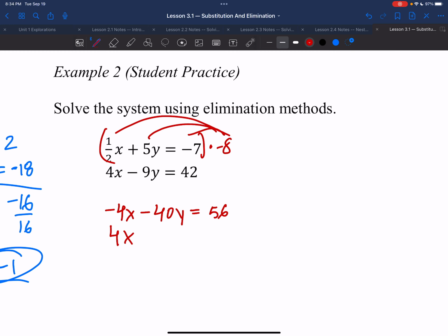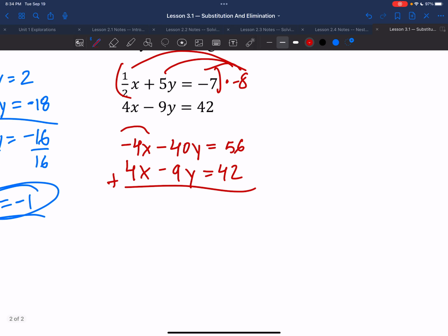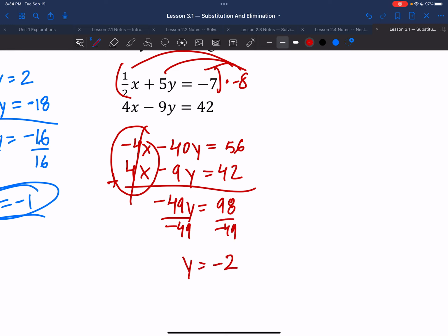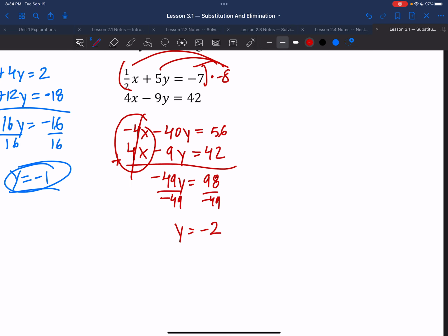Below, I will copy the equation down. That's the second equation beneath. And sum them, add them together. I have a 0 pair with the x's. They are additive inverses that sum to 0. And then I combine like terms here. Negative 49y equals 98. So I will divide both sides by negative 49 now. And I get y equals negative 2. Beautiful. Look at that. Oh, that's great.